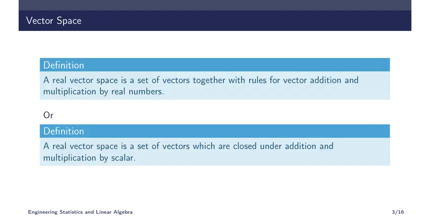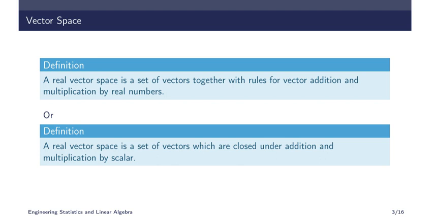So coming to today's topic, that is vector spaces, the definition of a vector space is given by: a real vector space is a set of vectors together with the rules of vector addition and multiplication by real numbers. Or a real vector space is a set of vectors which are closed under addition and multiplication by scalar. Actually there are 8 rules, like associativity, commutativity, existence of identity, existence of multiplicative inverse, and such 8 properties that we are not going to discuss much here.